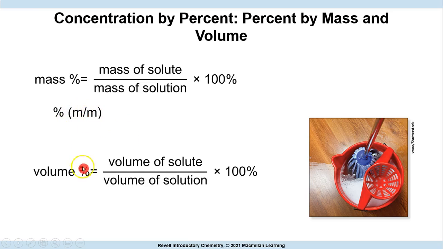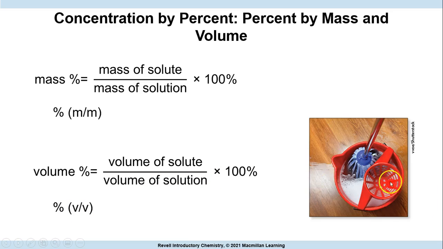So we also have the volume percent. So when you talk of the volume percent, you mean the volume of a solute divided by the volume of solution, which is the total volume, times 100. So oftentimes we describe it as percent volume for volume.